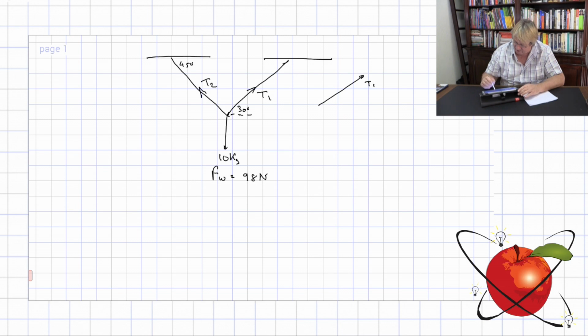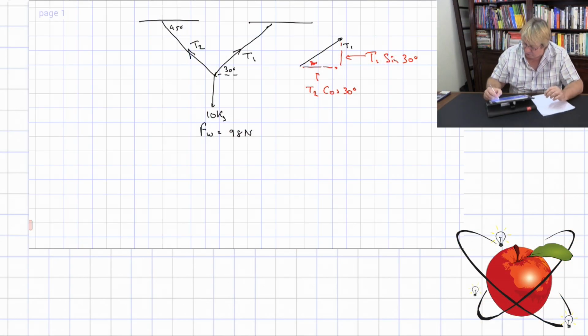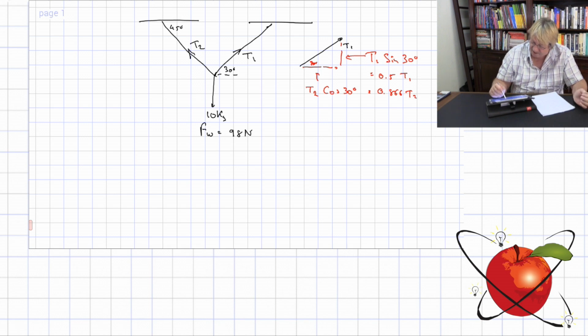Now, change of color, let's have a look at the force components. Remember, take our angle with us, 30 degrees over there. So if this is T1, across is going to be equal to its opposite, which is T1 sine of 30 degrees. And the one at the bottom is going to be T2 cos of 30 degrees. Now we put in the numbers. Sine 30 is 0.5, so that's 0.5 T1, and cos 30 is 0.866, so 0.866 times T2.